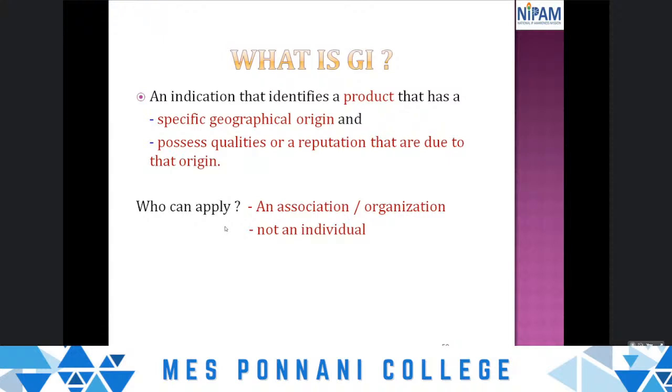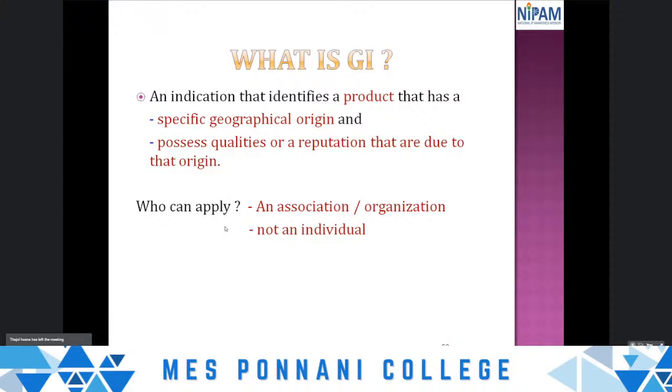So there are two things here. First is that the product should have a specific geographical origin. It should have originated from a particular unique place. Secondly, it should have certain unique qualities, or it should have a reputation that can be attributed to its geographical origin. These are the two main conditions that need to be satisfied for a product to be conferred with the GI tag.